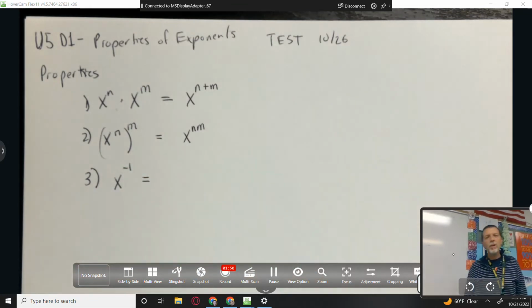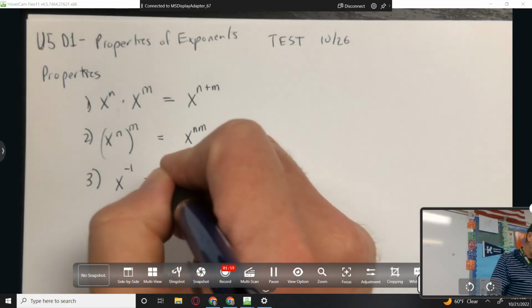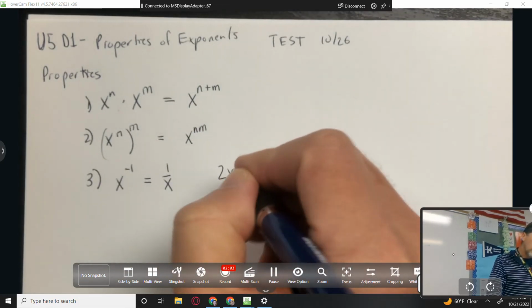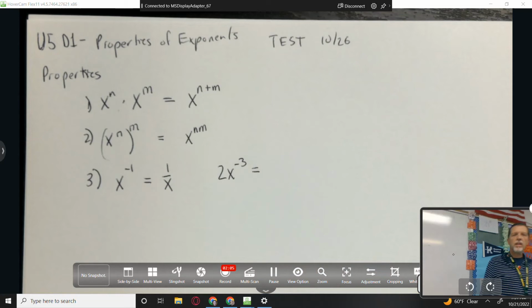Here's one that gets some people. A negative exponent, what does that do? 1 over x. It flips. Whatever has the negative exponent gets flipped. Word of warning on that one. I've got more examples later, but this is what messes people up.